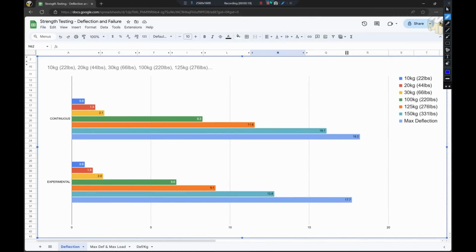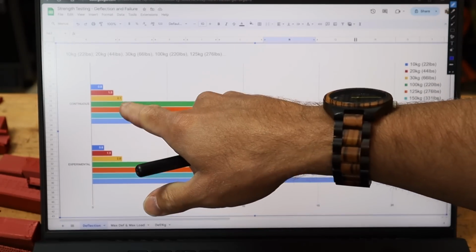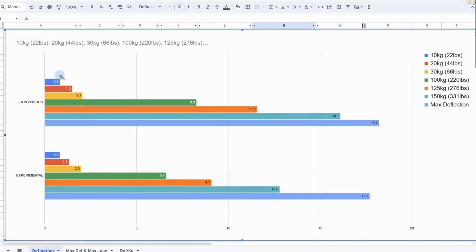So let's have a look at the results of the deflection and break test. So what I have here is continuous and experimental. I have these set increments at 10 kilograms, 20 kilograms, 30. Then I jumped way up: 100 kilograms, 125, 150, and max deflection. At the smallest loading, it was very difficult to distinguish a difference between the two. There's a slight improvement starting at 20 kilograms and then 30 kilograms, again, very slight improvement.